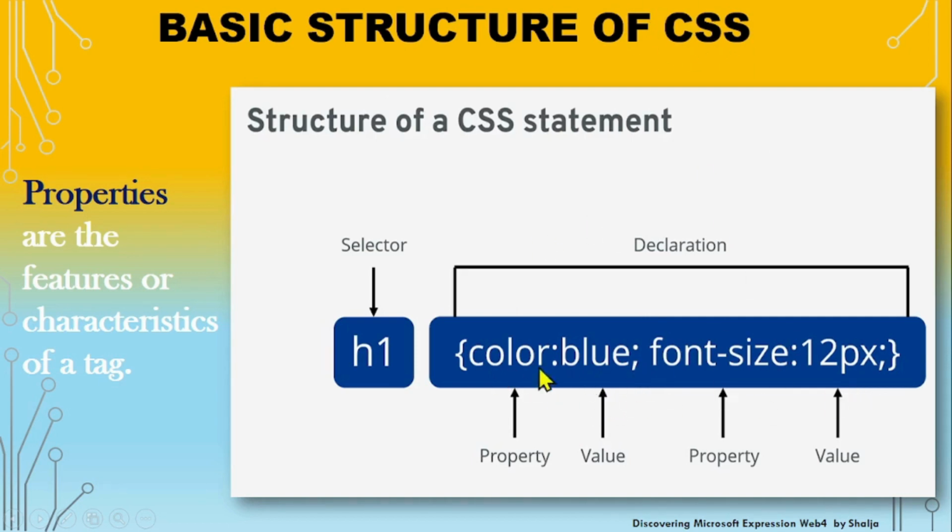Here you see there are two properties taken for heading 1. One is color, and how to give the value: first you have to use a colon, then the color name. It could be any color, blue, green, red, whatever you like. Then a semicolon. Then we go for the next property, font size. How much is the size? 12 pixels, 15 pixels, 20 pixels, whatever you want. We can place it. We can see more examples here like this.